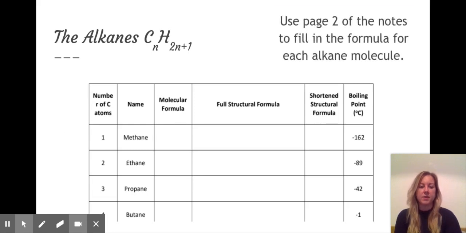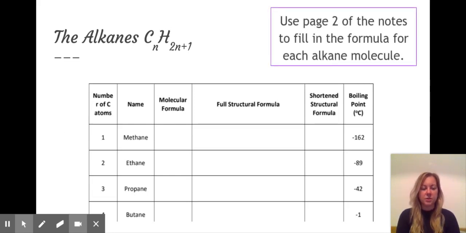You have this table on page 2 of your notes. Using your Nat 5 notes or knowledge, or if you're really struggling, you can look it up online or use BBC Bitesize. I want you to fill in the molecular formula, full structural formula, and shortened structural formula for each of those, please. It might be quite tricky to fit it into the boxes, but just do your best.